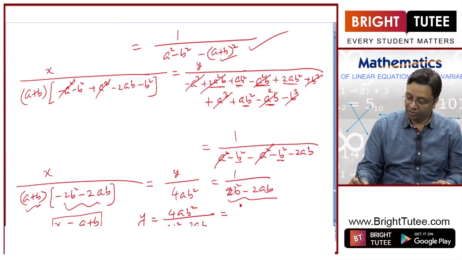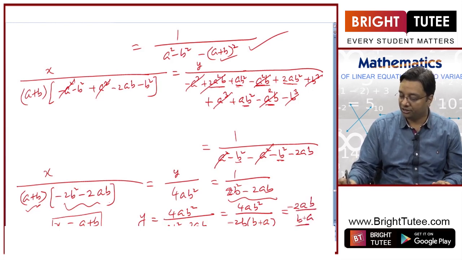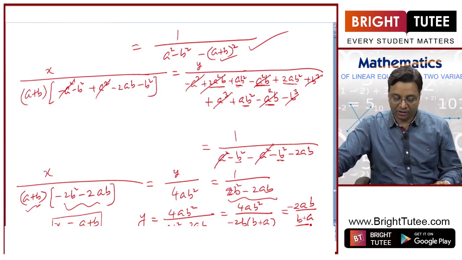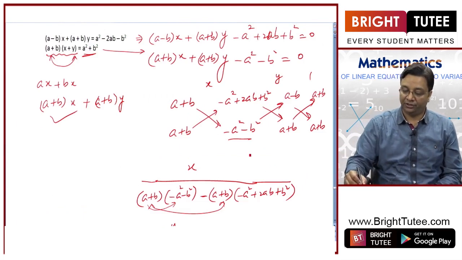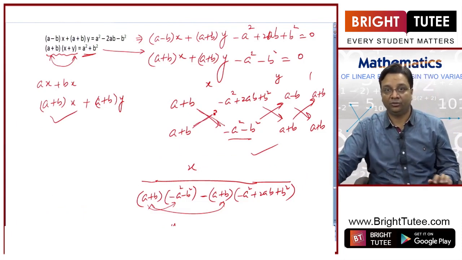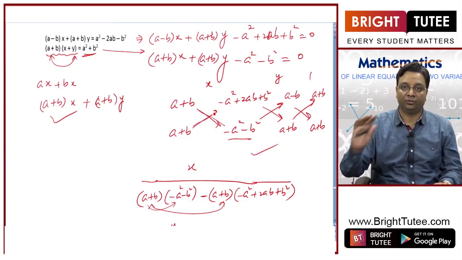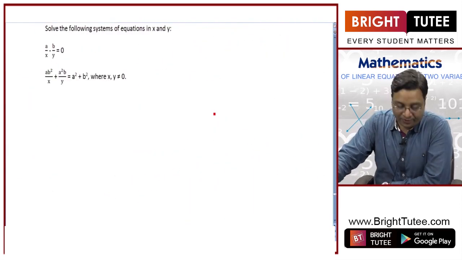So if I take minus 2b common, I will be left with b plus a, and which can further be written as minus 2ab divided by b plus a, which is the value of y, right? So this is how you will proceed with these questions. You will just follow the basics, right? First write the coefficients in this format and then cross multiply carefully, right? Do not miss the negative signs or positive signs. Take care of the calculation part and you will be through.